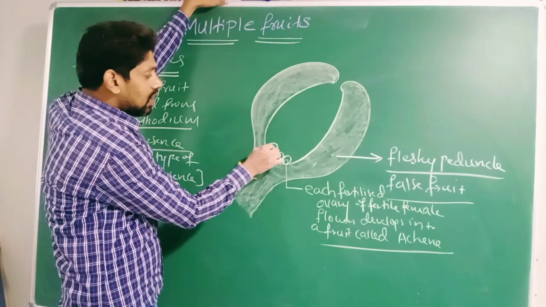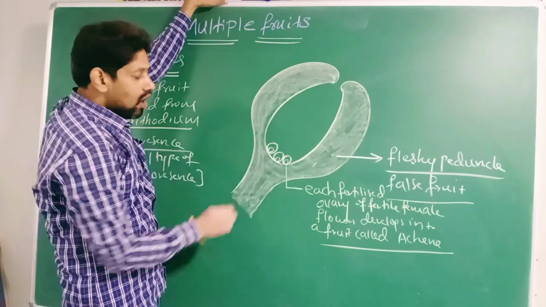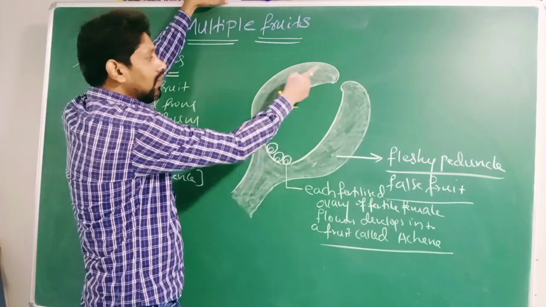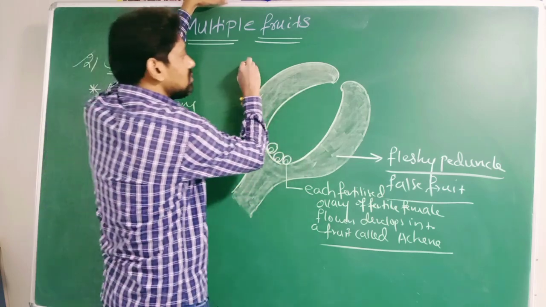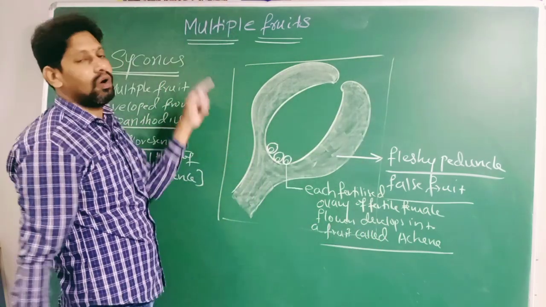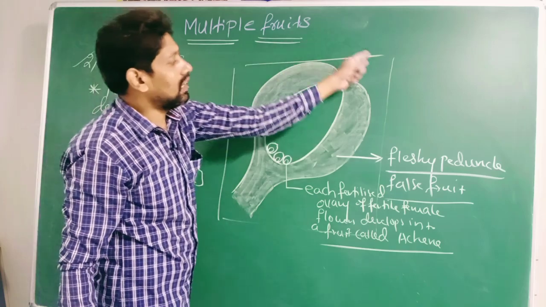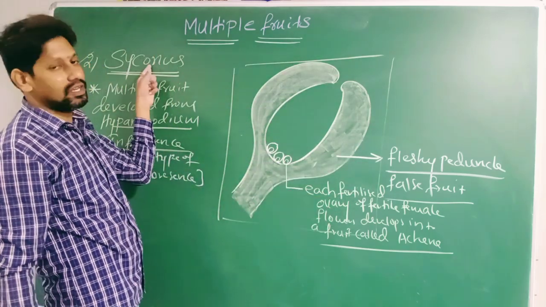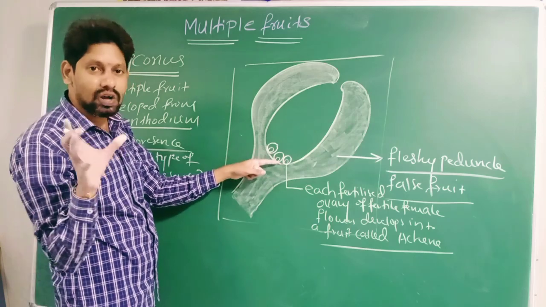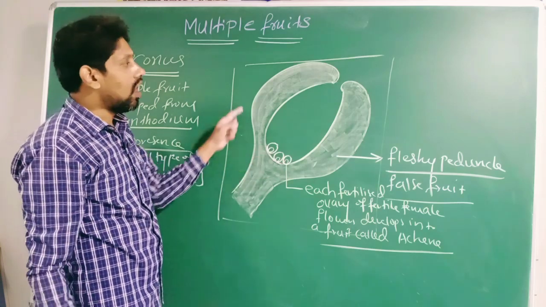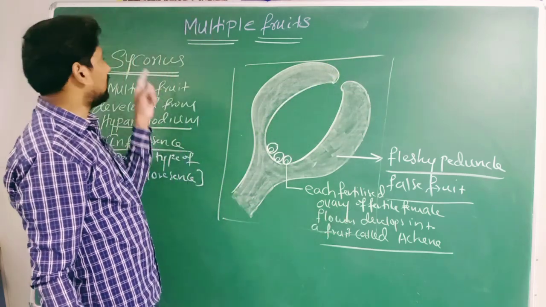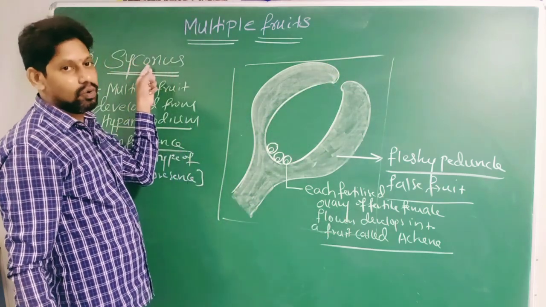Now all these are achenes. All these achenes are closely associated on the peduncle and form a single multiple fruit. That multiple fruit is called a cyconus.